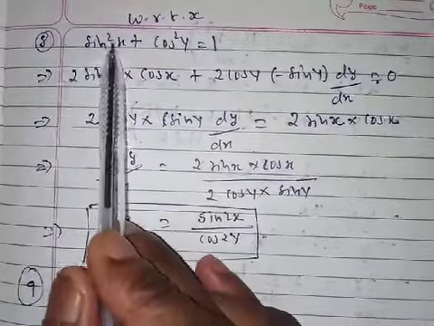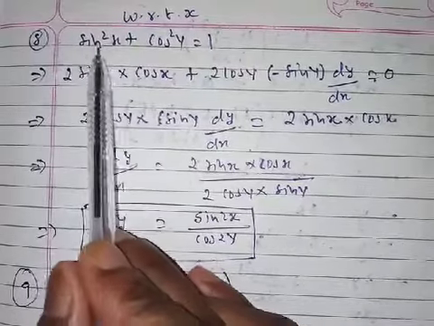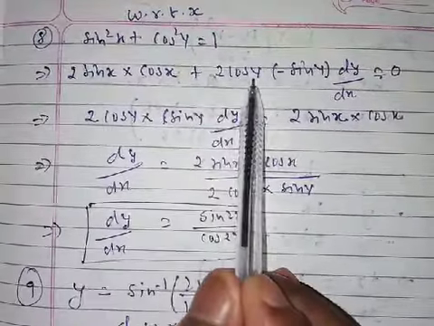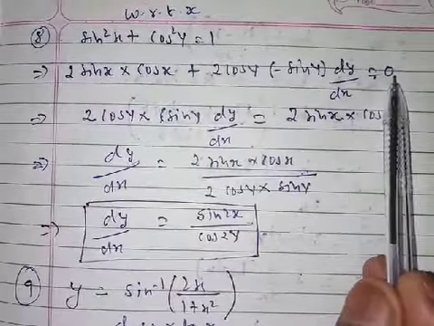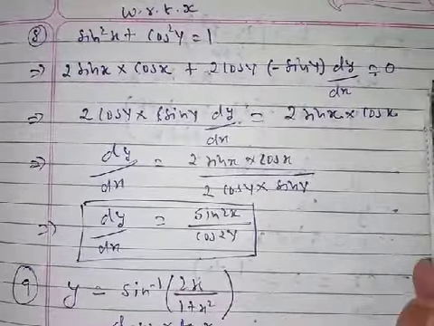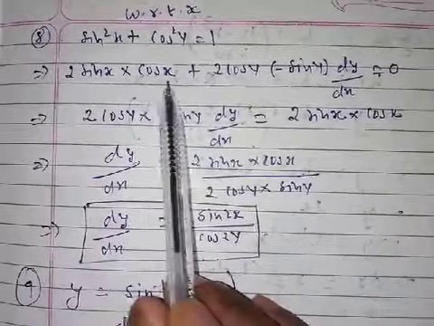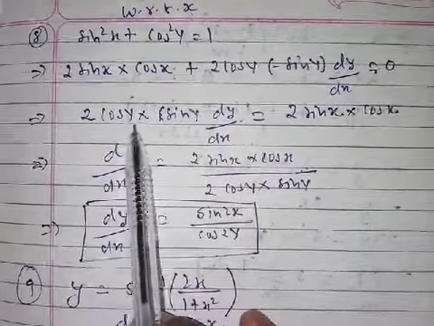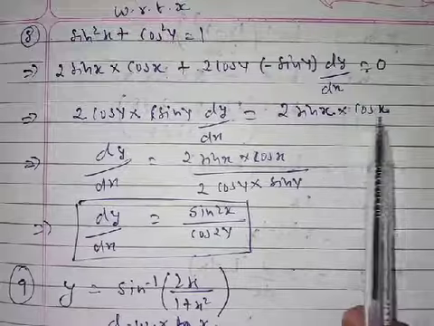So let's start with 2 with respect to power. It is 2 sin x into the derivative of sine, which is cos x, plus with respect to power 2 cos y, the derivative of cos is minus sine y, and y gives dy by dx, is equal to 0. Now multiply with the minus sign and take it to the other side. You can take this on that side, or this on this side. If you take it on that side, it will become positive. So 2 cos y into sin y dy by dx is equal to 2 sin x into cos x.